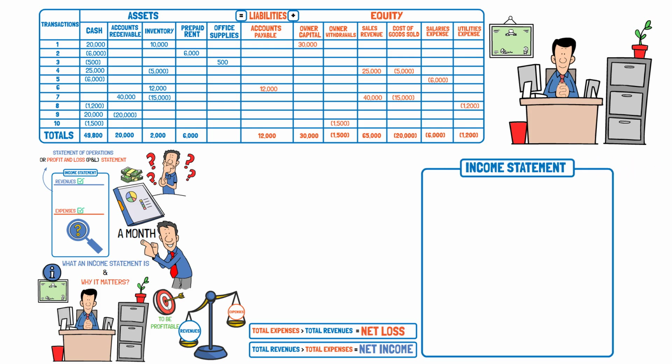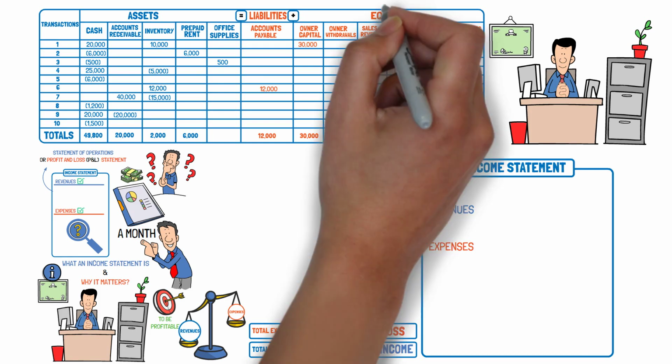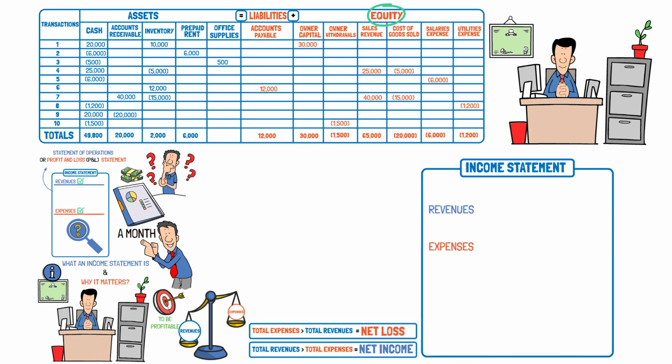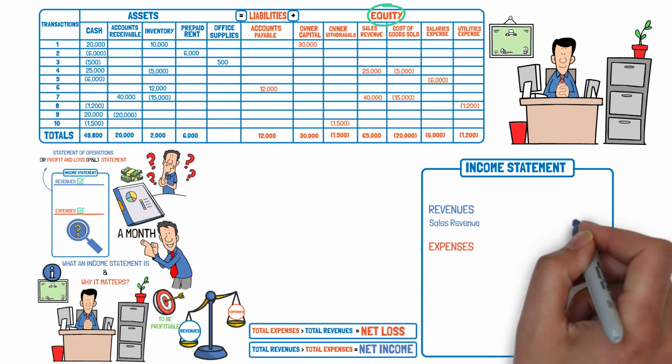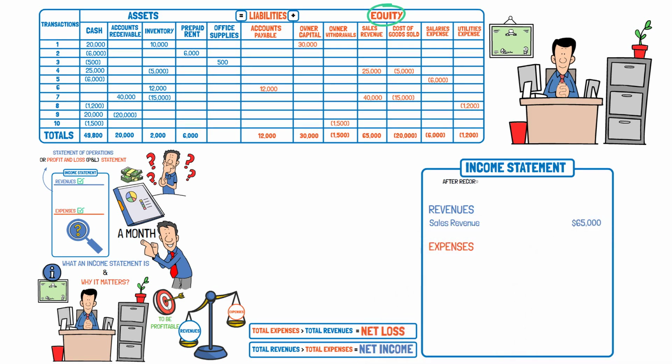Since the income statement is made up of revenue and expense accounts, we will focus on those accounts under the equity section of the accounting equation to prepare it. Revenue accounts are listed first in the income statement. In this case, there is only one revenue account under the equity section, which is sales revenue. Therefore, this will be the only revenue account shown in the income statement. The total sales revenue is $65,000. After recording the sales revenue and its total in the income statement, the statement will appear as follows.